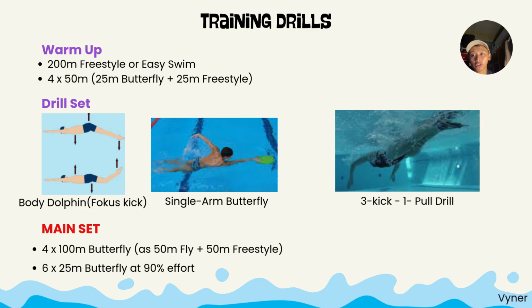Okay. For the main set, we focus on endurance. We do it for 20 to 30 minutes. We can do 4 times 100 meters butterfly as 50 meters fly and 50 meters freestyle. We can also do 6 times 25 meters butterfly at 90% effort. So we can do some of the drills so we can improve our skill in butterfly swimming.